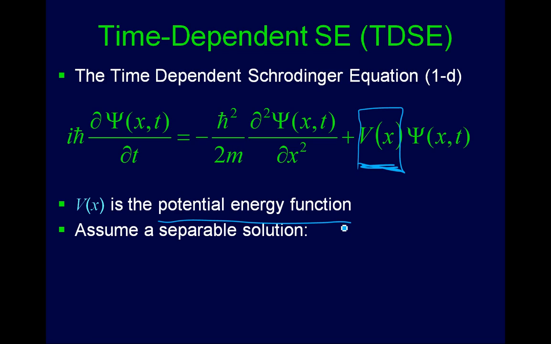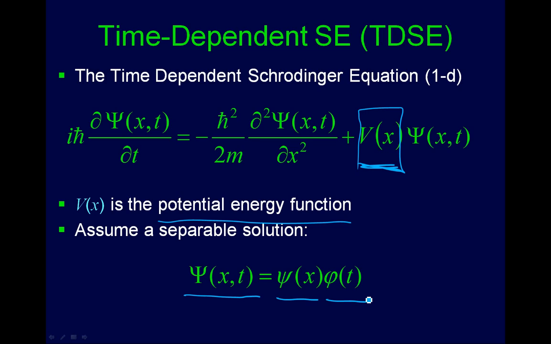And what we're going to do is we're going to assume a separable solution. And what does that mean? Well, that means that our solution, psi of x and t, consists of two functions. One function that depends on position and one function that depends on time. Now we're going to find that this limits us a lot. This won't include every solution, but by doing this, we'll be able to use these solutions in a very powerful way to do most of what we need to do.